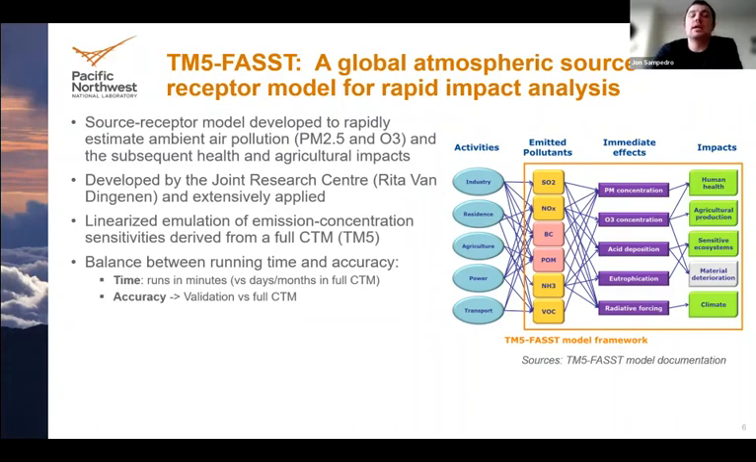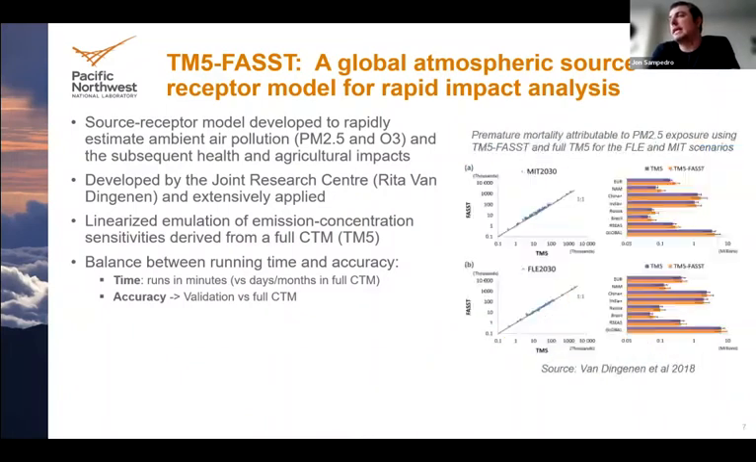And similarly, it's important to validate the values that you produce versus the full chemical transport models. Here is one example from the TM5FAST documentation paper by Rita van Dingenen, where they compare premature deaths attributable to PM2.5 exposure using TM5FAST and the full TM5 chemical transport model for two scenarios, which I think are frozen legislation and mitigation scenarios run by IIASA some time ago. You can see on the validation figure that the numbers match quite well, so the numbers produced with the emulator can be consistent.